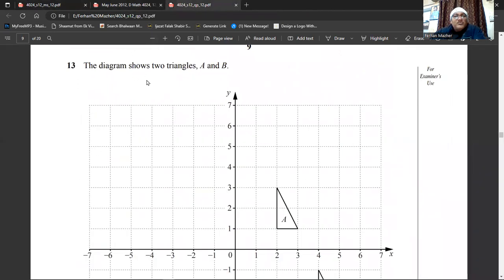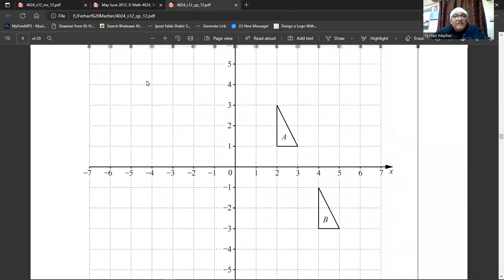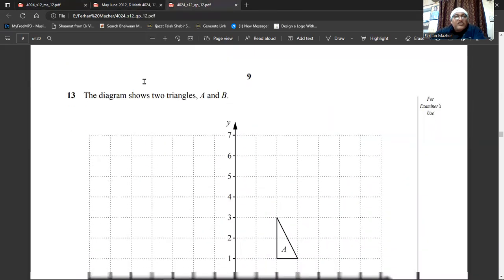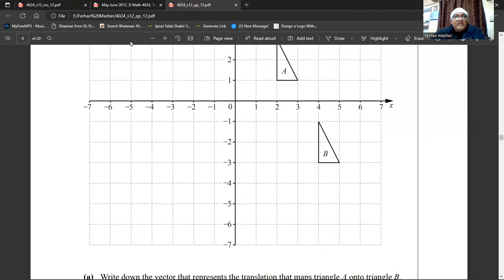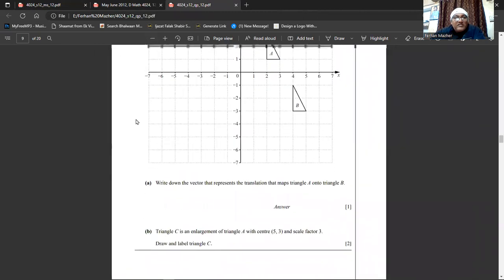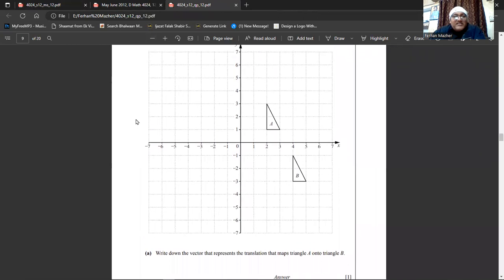The diagram shows two triangles, A and B. Okay, and this is question number 13. So here we have A, here we have B, and the question is: write down the vector that represents the translation that maps triangle A onto B. So you see, this is translation, in which a body moves in a straight line. That line can be horizontal, vertical, or inclined. The orientation and the size do not change.